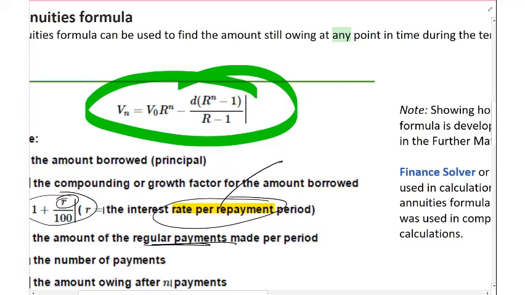If you're putting this into your calculator, you just need to be very, very careful that you got everything in the right place. That's what I mean when it looks confusing. There's lots of letters and numbers and stuff, but you just need to make sure everything's done properly. Alternatively, for most of these things, you can use Finance Solver.